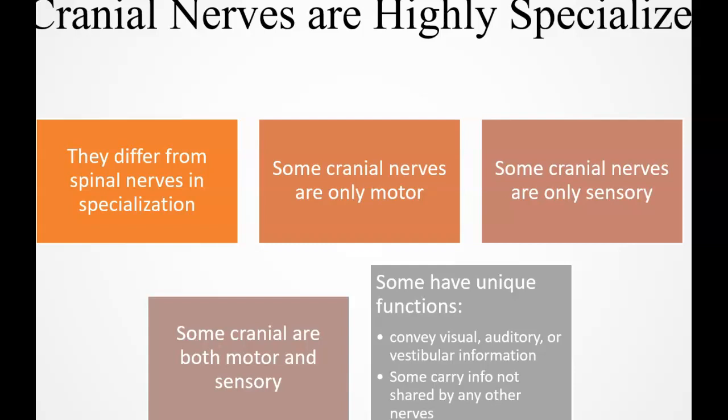They can convey special sensory information, like visual information or auditory information from our special senses, or vestibular information. Some carry information that's not shared by any other nerves. So if that nerve is knocked out, then there's no double duty for other nearby nerves to carry that special information.